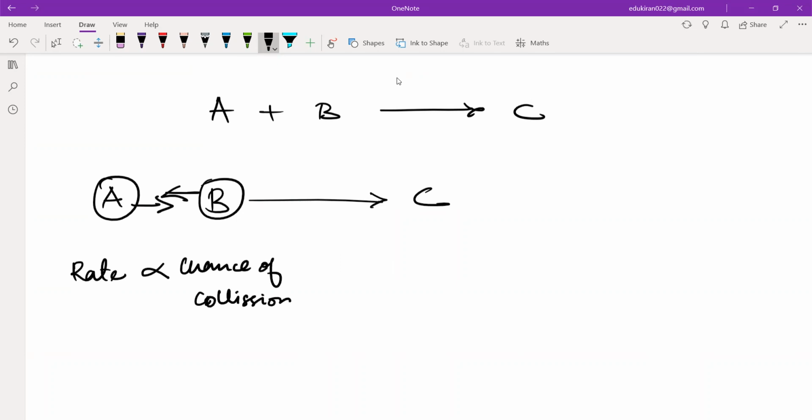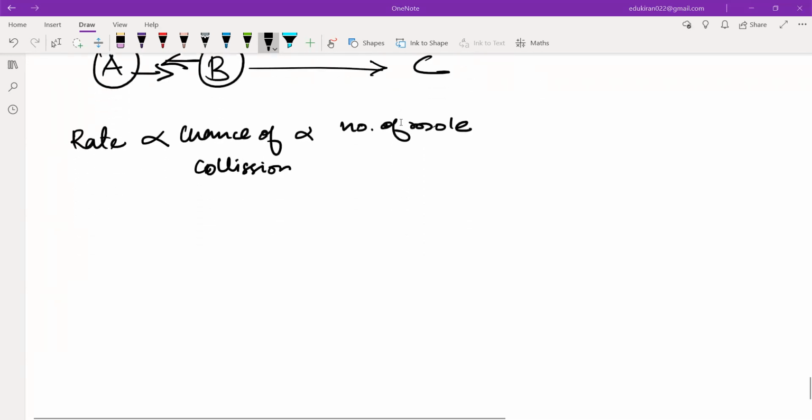So I can increase the chance of collision by increasing the number of moles. If I have more moles of A and B, then the chance of collision will be increasing. Yes or no? Yes, sir. Okay. Now you tell me, there is one more factor.